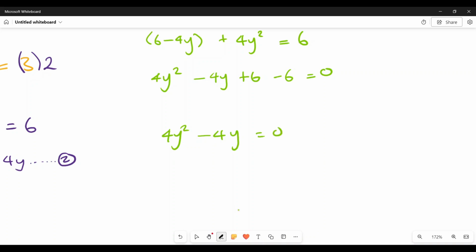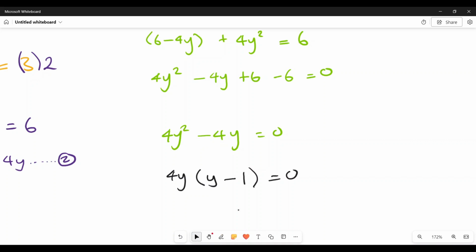Now, taking out 4y as a common factor here, because you see 4y is a common factor. If I take out my common factor as 4y, what would be left here is y on this term, and on this other term I would be left with minus 1. And this equals 0.